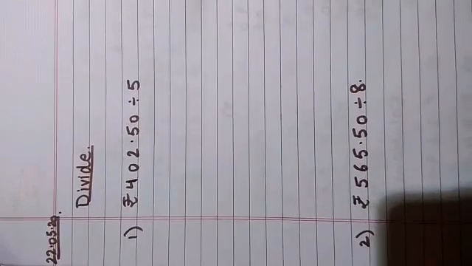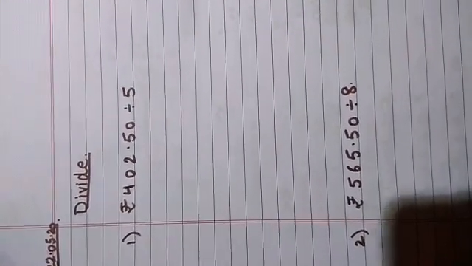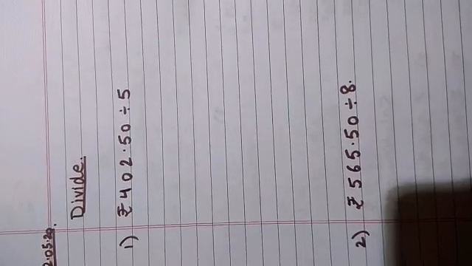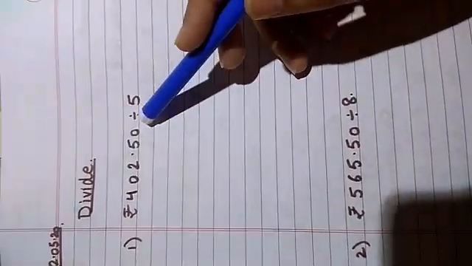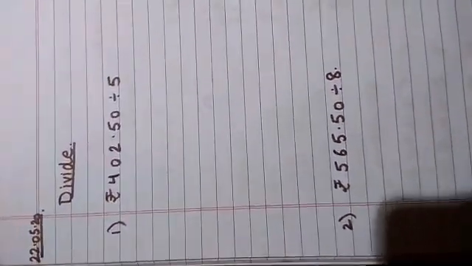Students, I'm back with another session and today's topic is division of money. We are going to revise it again. So let's start. The first sum here is 402 rupees and 50 paise divided by 5.